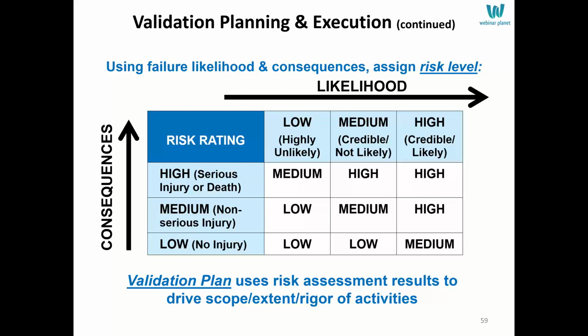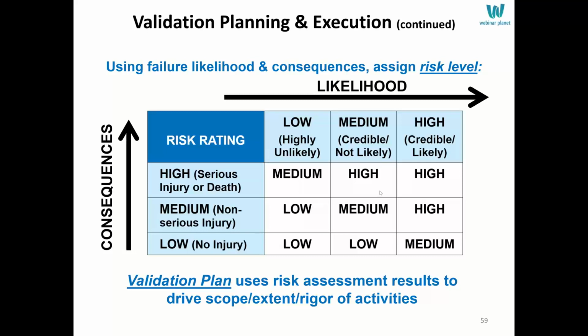The validation plan uses this and takes the results to drive the scope, the extent, the rigor of the activities. With this risk rating matrix, you can see likelihood on the x-axis, consequences on the y-axis. And we see that as likelihood increases, we have to define what is meant by low, medium, and high likelihood. You have to define these either directly in the table, or have a table associated with it to reference that would give you what these values are, the criteria for selecting each value. The same for consequences. What is high, medium, and low? What do they look like?